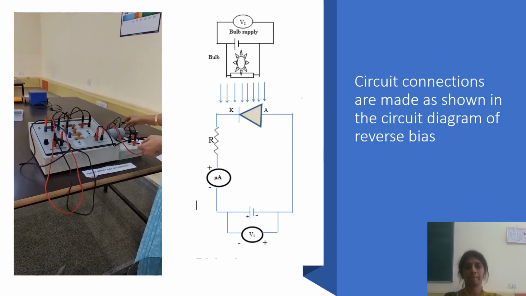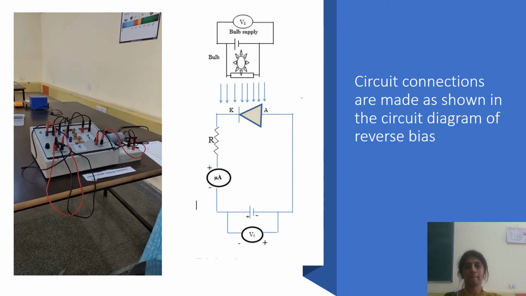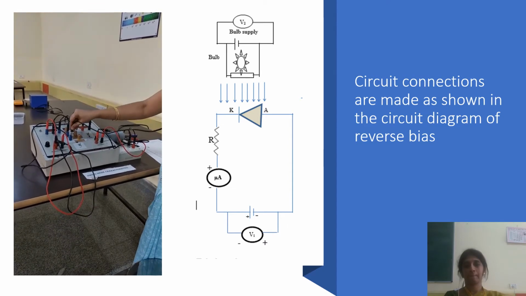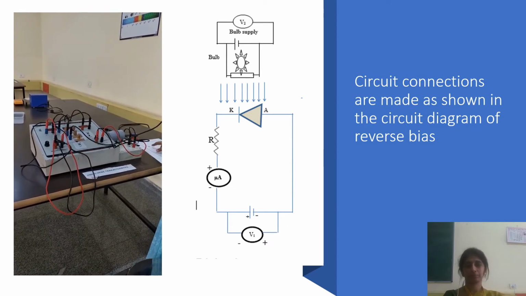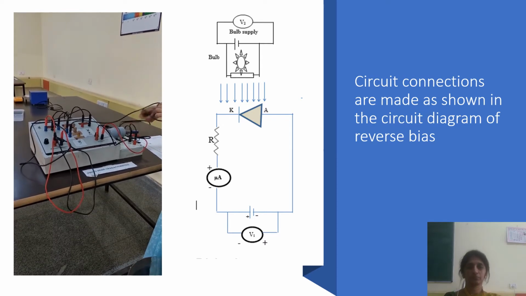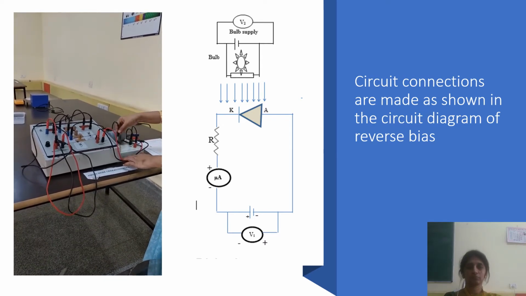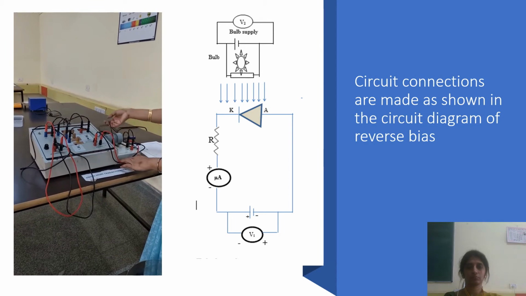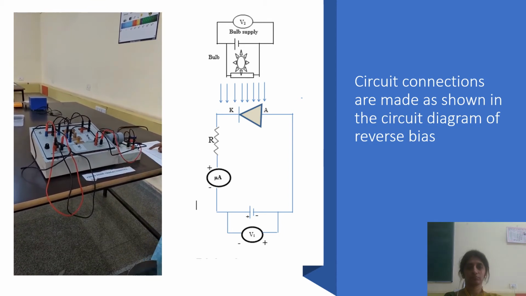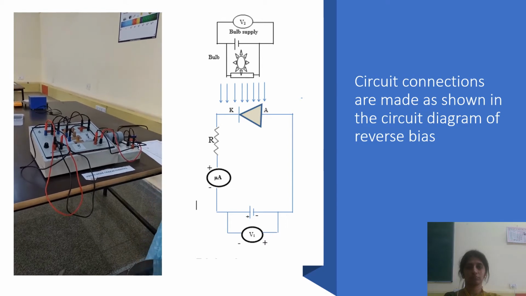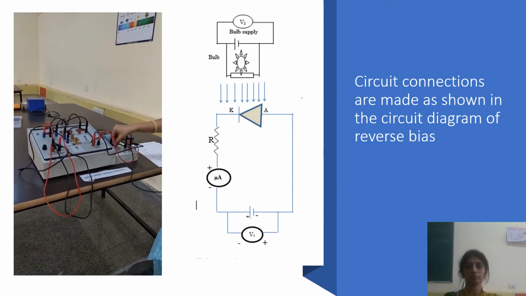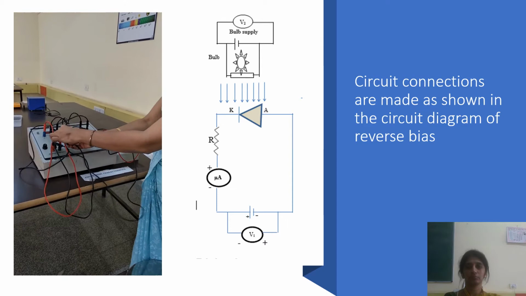The other end of the resistor must go to the diode. In the diode there are two ends named K and A. First let us connect it to K. Next, from A it should go to the negative of the battery.